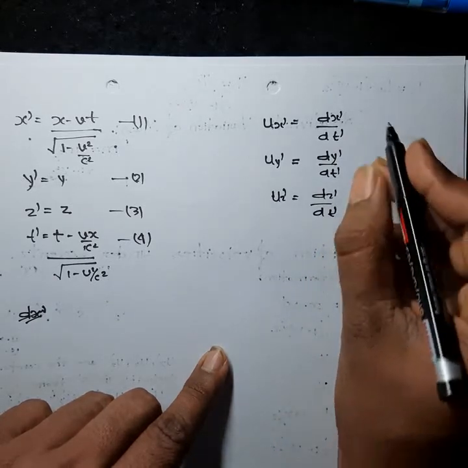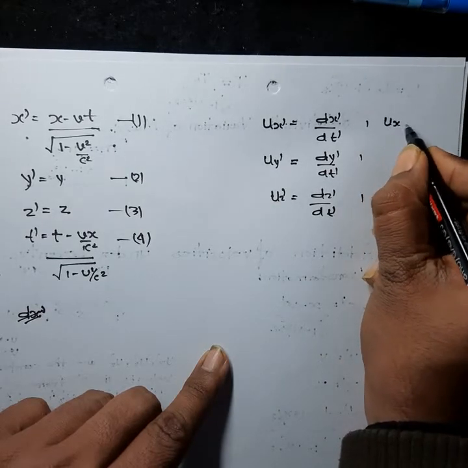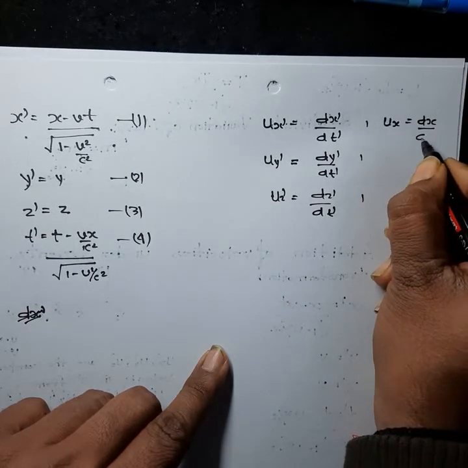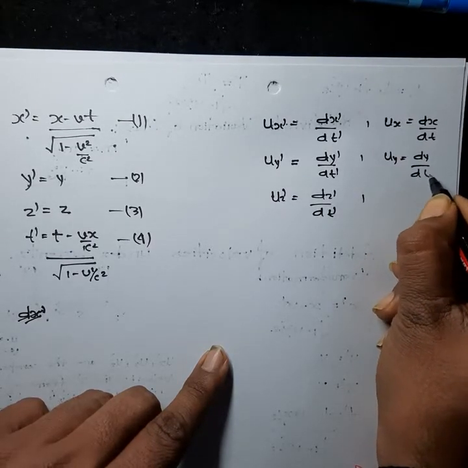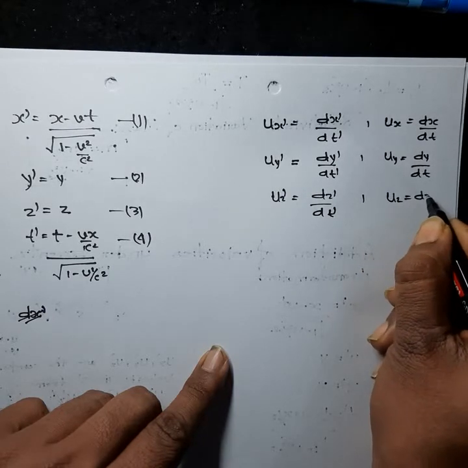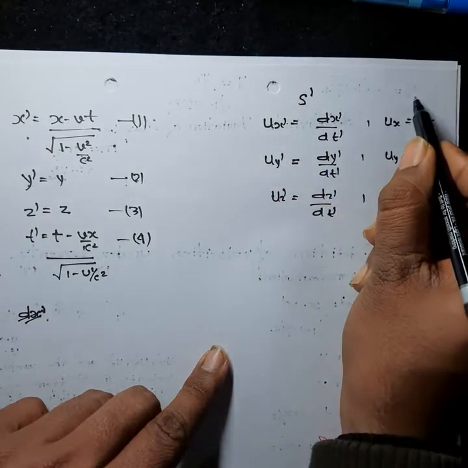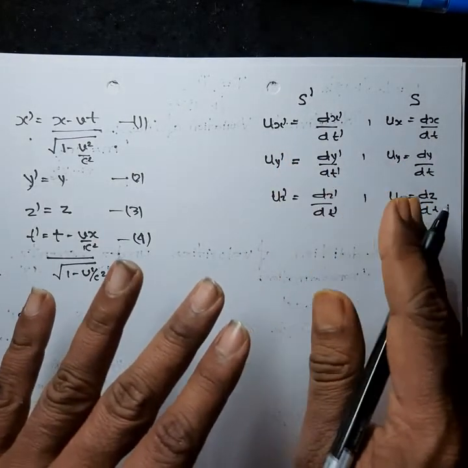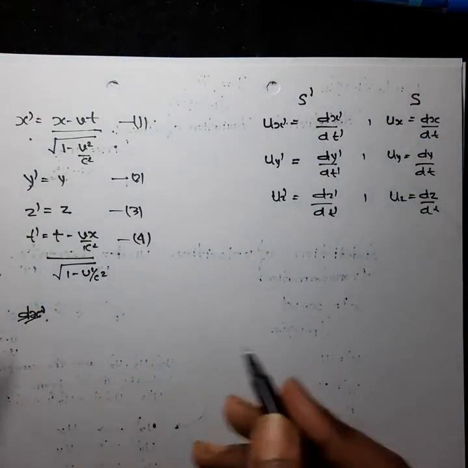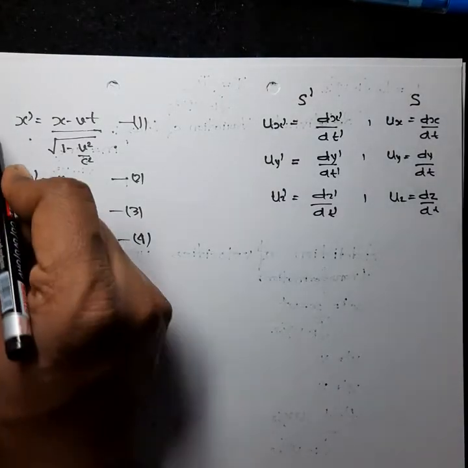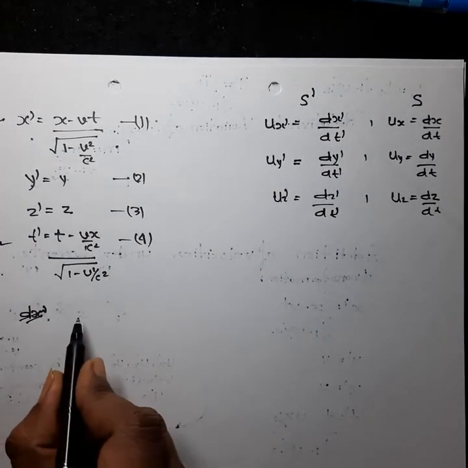Their corresponding components in the S frame of reference can be expressed as ux equal to dx by dt, uy equal to dy by dt, and uz equal to dz by dt. This is in the S dash frame of reference, and this is in S. We have to obtain the relation between these velocities. So I will take the differentials of the first and fourth equations first. Let's do it.